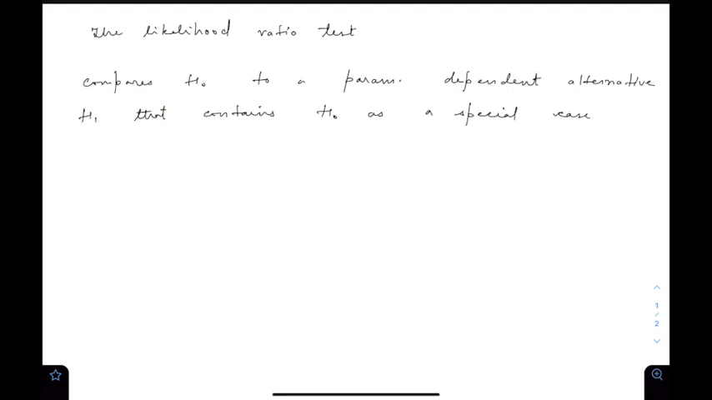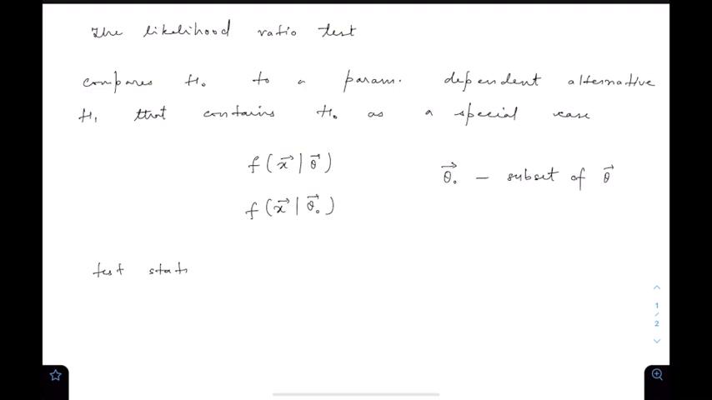The two hypotheses are defined through PDFs, f of x given theta and f of x given theta 0, where theta 0 is some subset of theta. The test statistic is the likelihood ratio, which we will denote by lambda.